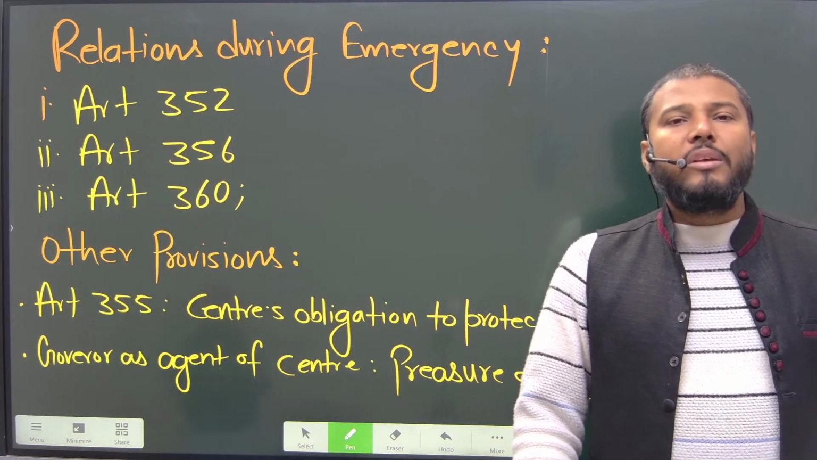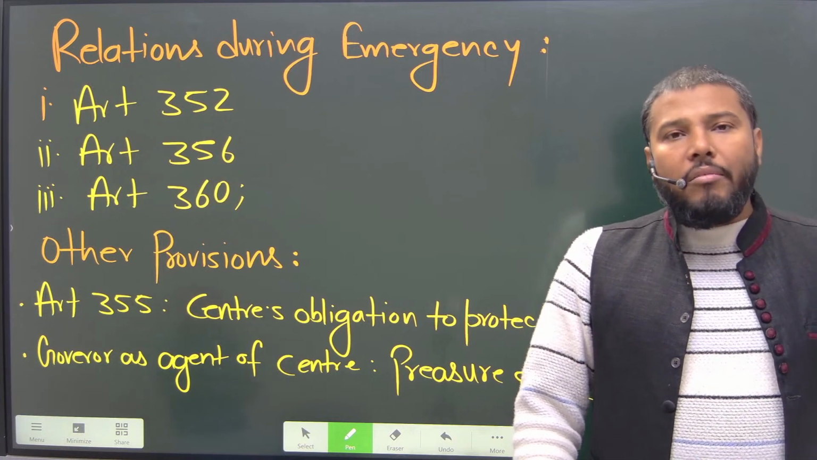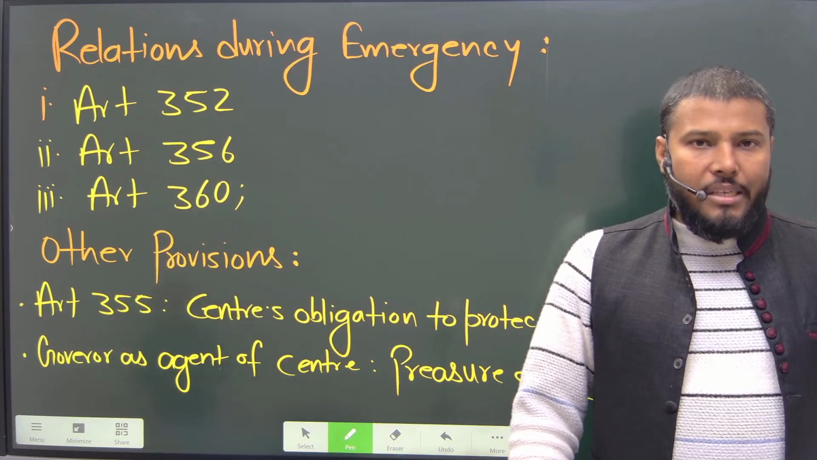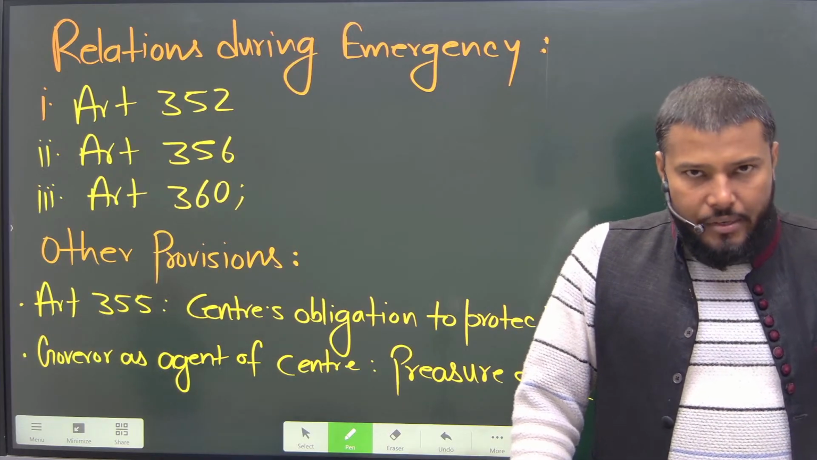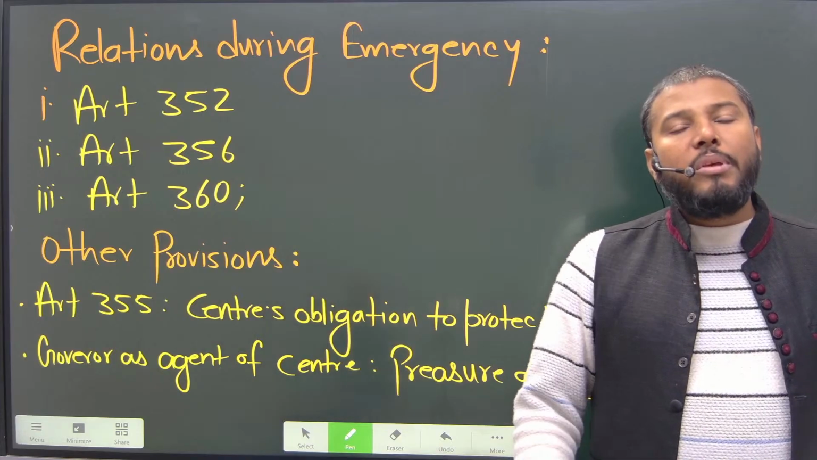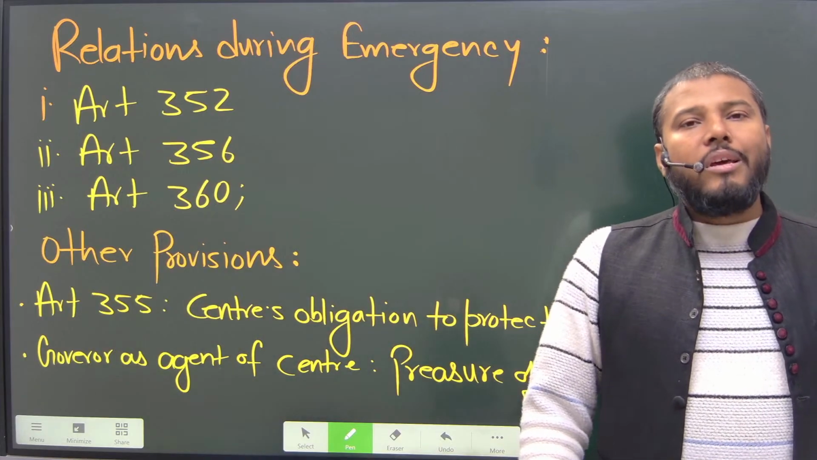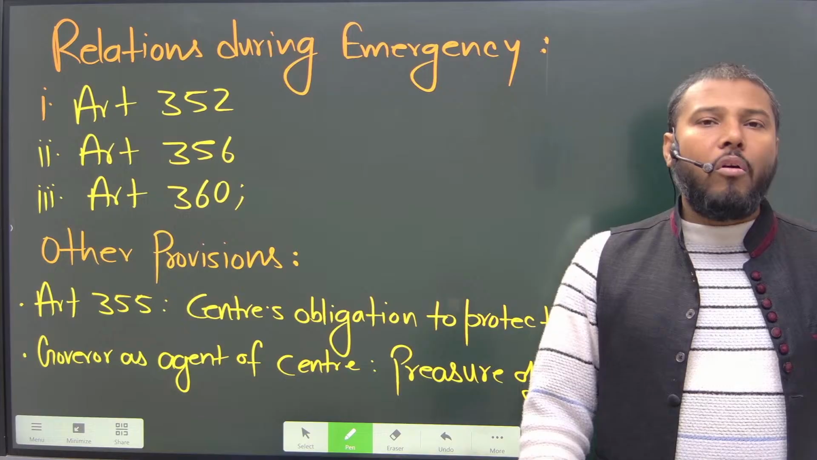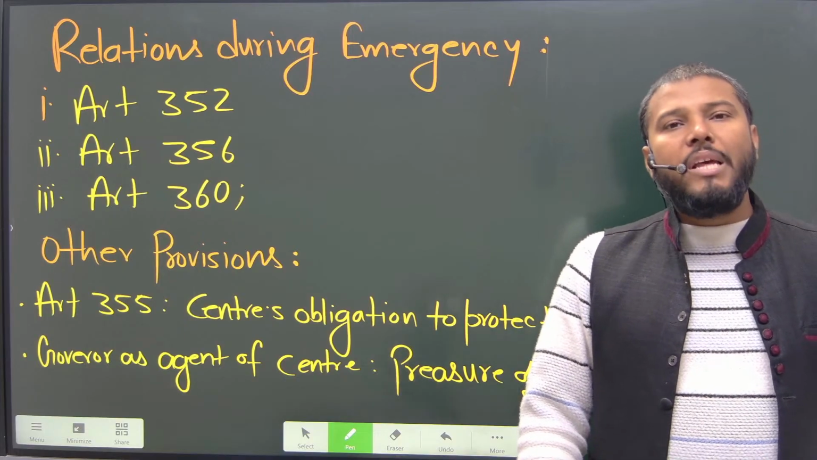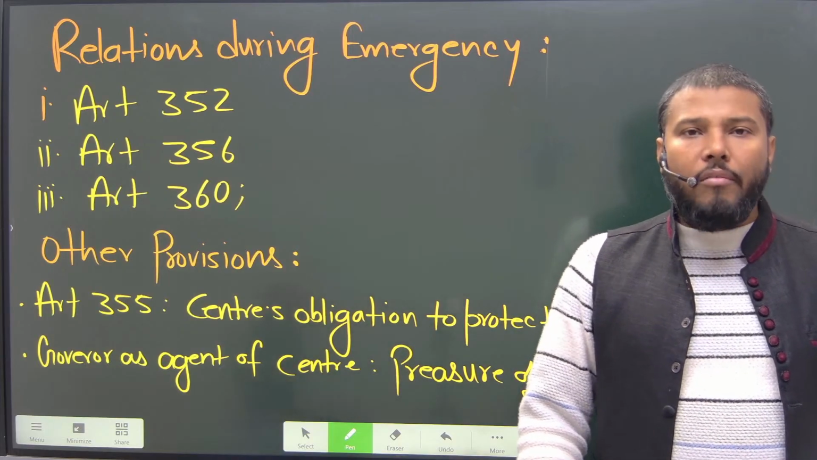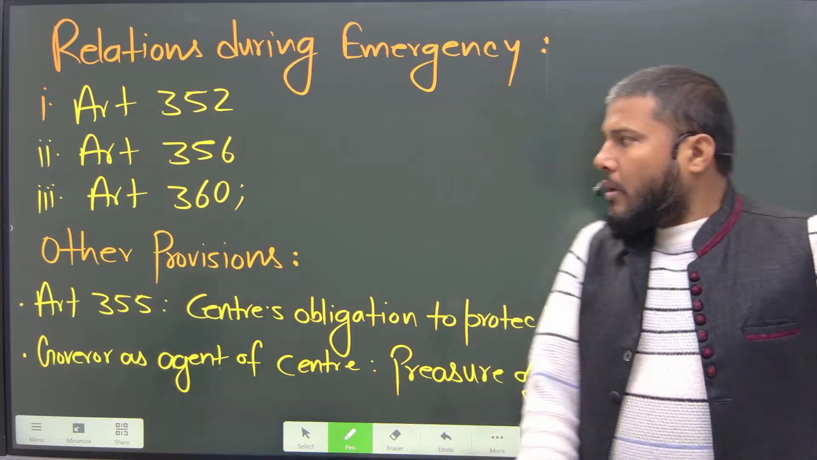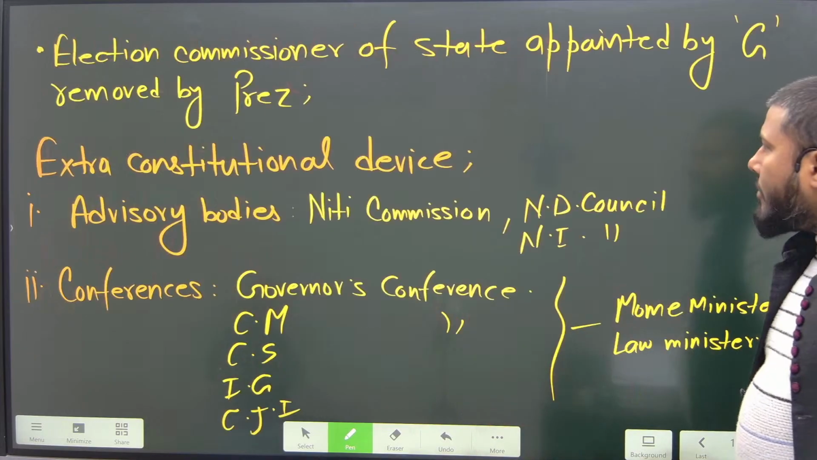And on the recommendation of the central government. Governors basically work as an agent of the central government in the states, because they can only be removed by the president. Their office follows the doctrine of pleasure. So during the pleasure of the president, our governors enjoy their office. So this is also what we have done.